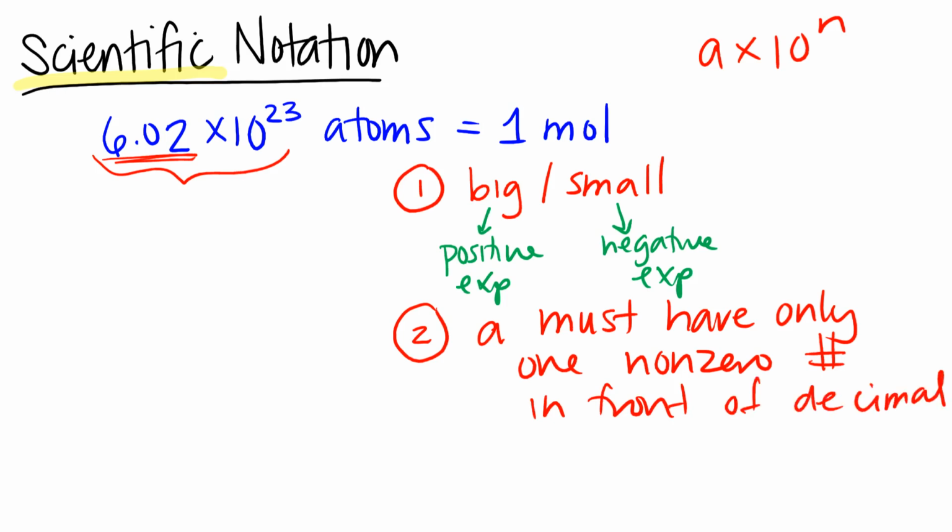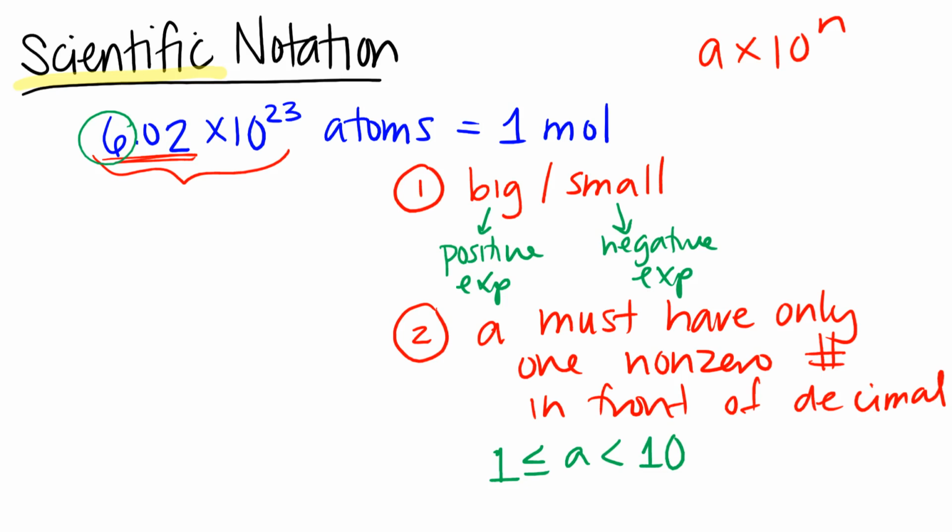We can write that mathier by saying that our A has to be greater than or equal to 1 and less than 10, right? So 1 and above is great because we have a 1 point something. We can't get up to 10 because that would have 2 digits in front of the decimal. So we use the strict less than symbol to mean that 9.99999 is fine, but 10 is not. So in this case, we're good because there's just one number in front of the decimal and it's not 0.